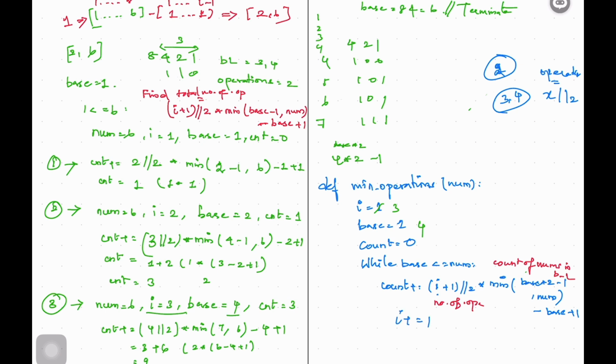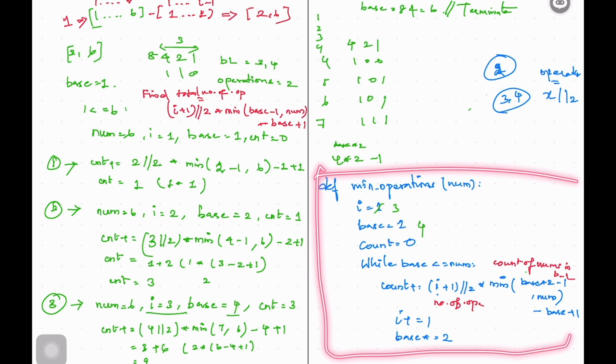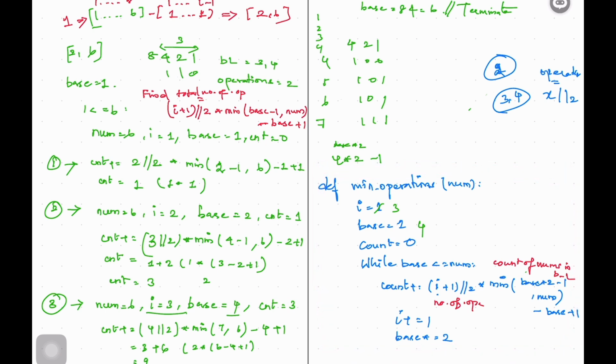Once you find the count, now you will be increasing your binary length, i plus 1, and our base will go to the next, multiplied by 2. This is our base now. Every base will be multiplied by 2 for the next. So now we have to find out the binary length of 4 with the base 8. Got it? So yeah, this is the basic approach.